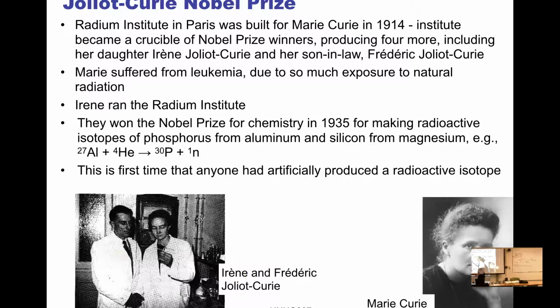By this time, the neutron had been discovered, so they made an isotope of phosphorus. So they got the Nobel Prize for the first artificially produced radioactivity.